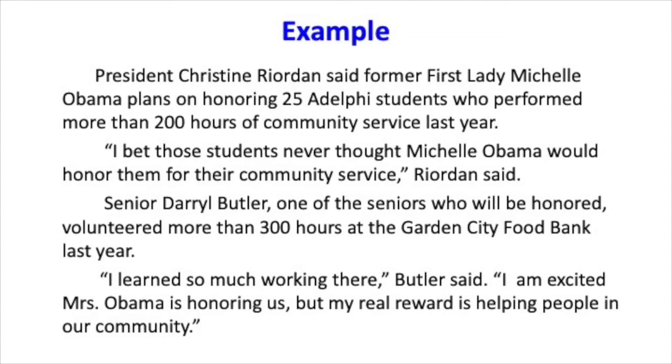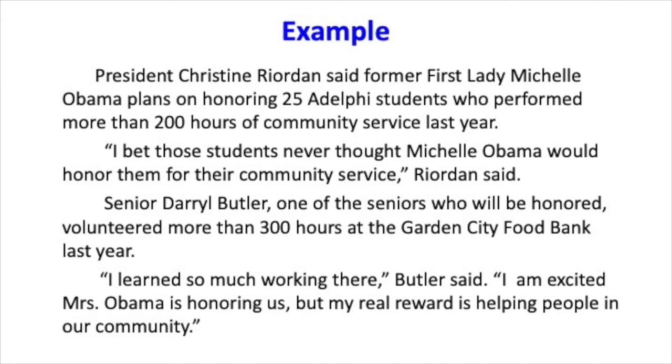President Christine Riordan said former First Lady Michelle Obama plans on honoring 25 Adelphi students who performed more than 200 hours of community service last year. "I bet those students never thought Michelle Obama would honor them for their community service," Riordan said. Senior Darrell Butler, one of the seniors who will be honored, volunteered more than 300 hours at the Garden City Food Bank last year. "I learned so much working there," Butler said. "I am excited Mrs. Obama is honoring us, but my real reward is helping people in our community."